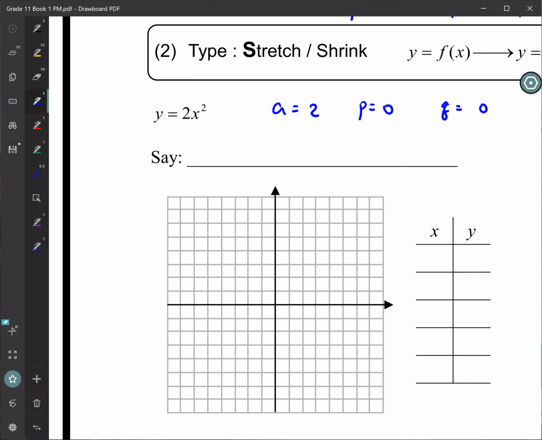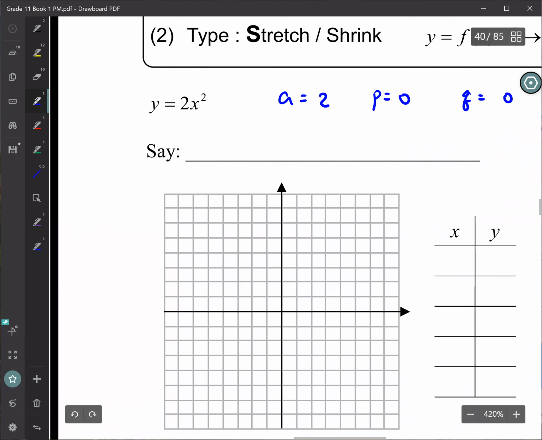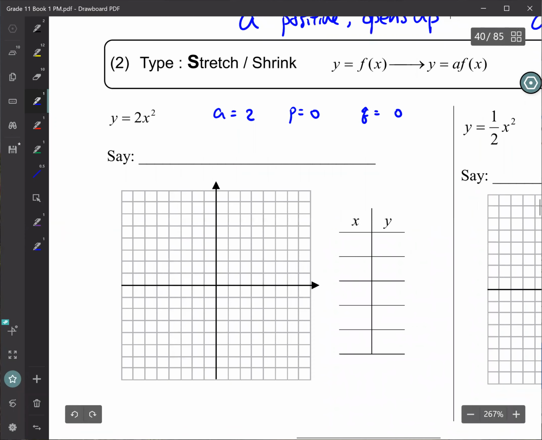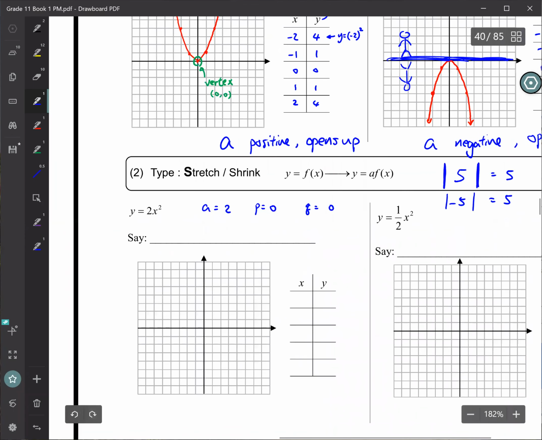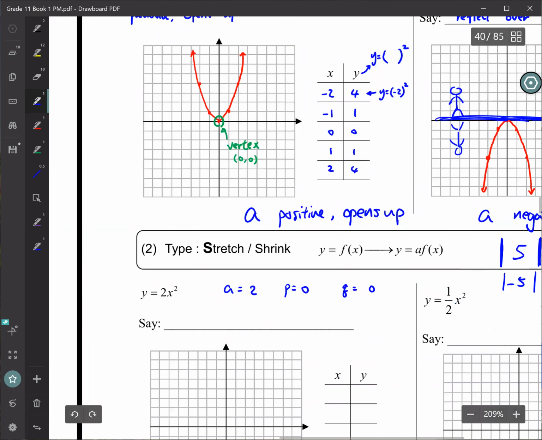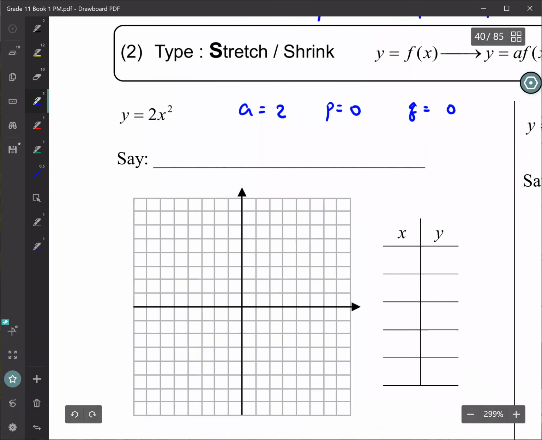A is the number before the x squared, and that's the only number, 2. P and Q have to be attached to add and subtract, and there's apparently no add and subtract here, so they have to be 0. Let's see what it does to the graph. Before, A was 1, and now I make it into a 2. How would that change the graph? Let's find out.